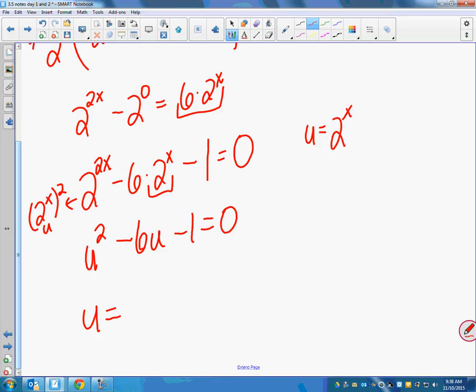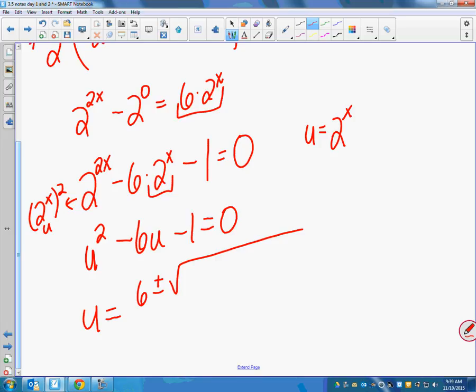Because now I do the quadratic formula. And I'm going to do negative b plus or minus. I got to find what x is, right? So I still have a lot of work to do. I got to find what u is, then I got to plug u back in, and I got to find what x is.